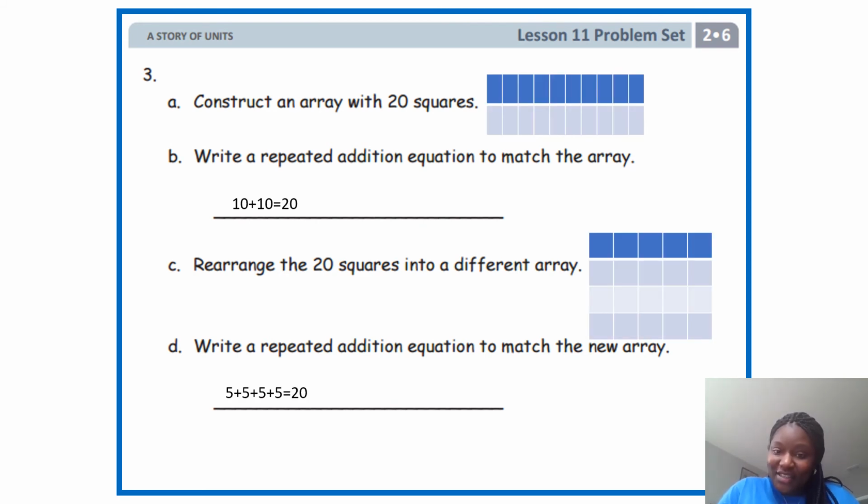I constructed my array with 20 squares. I wrote my repeated addition equation to match the array, which was 10 plus 10 equals 20. Yours may look different. I rearranged the 20 squares into a different array, and I got a repeated addition sentence of 5 plus 5 plus 5 plus 5, which equals 20. In any order you have it, it's okay.